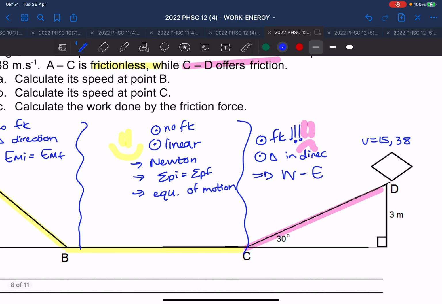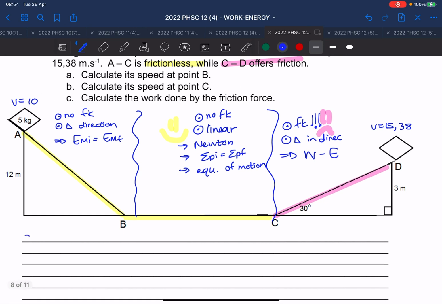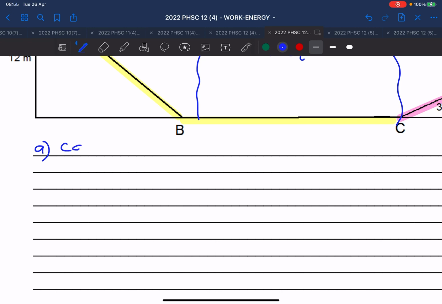Okay, so at question A, they ask, calculate the speed at point B. So we are considering from A to B. Okay? So I'm going to write here, consider from A to B. And just for myself, I'm going to write down, because there's no friction and there's a change in direction, I'm going to use the law of conservation of mechanical energy.